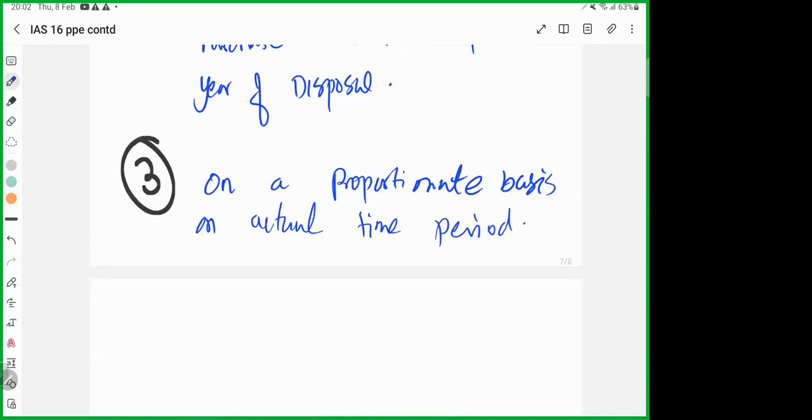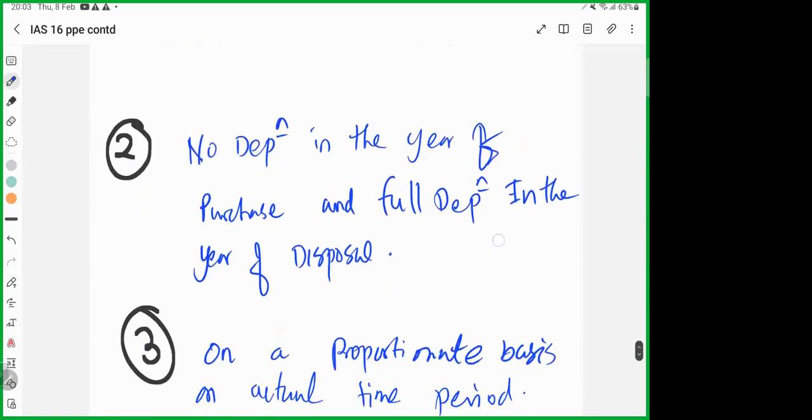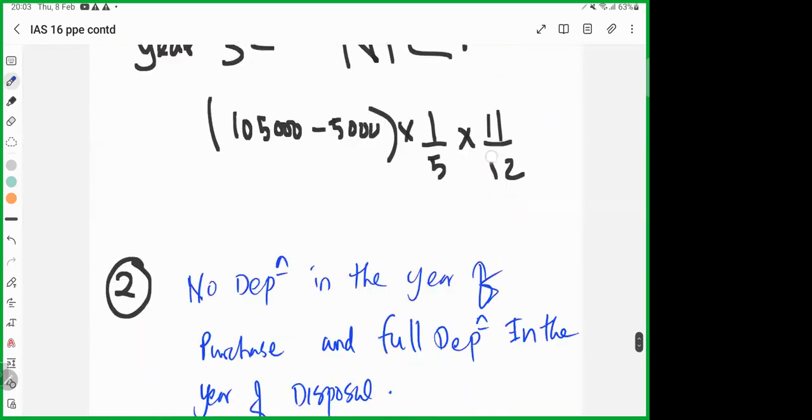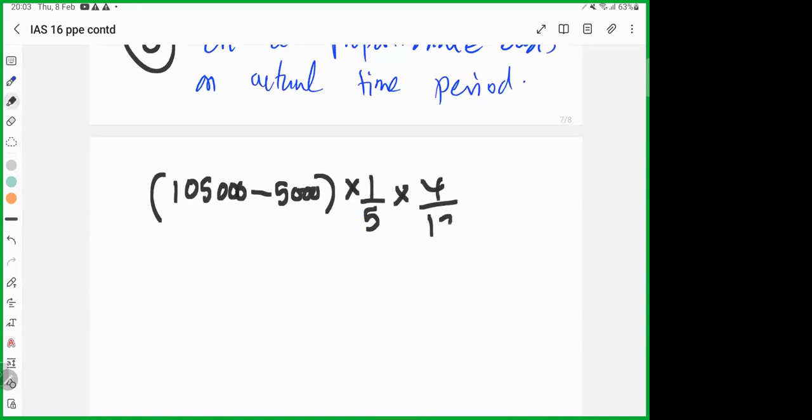Can you guess, Mr. Haitham? Means this 4 months we will calculate. Now very simple. Now what you do? You calculate like this: 105 minus 5 into 1/5 into 4/12. This is year 1.